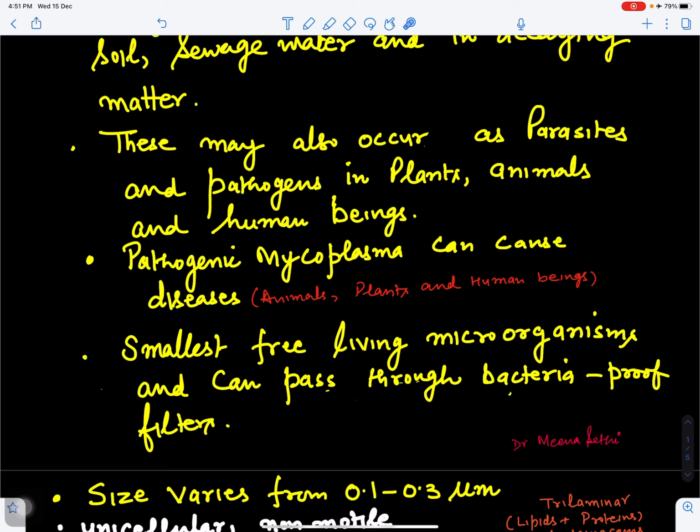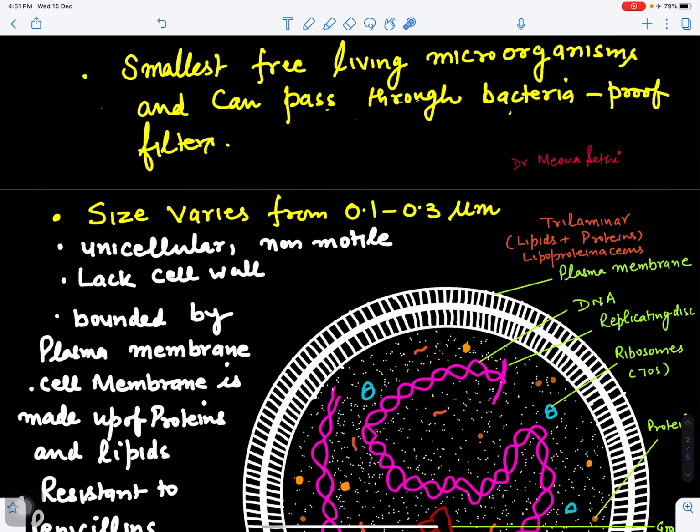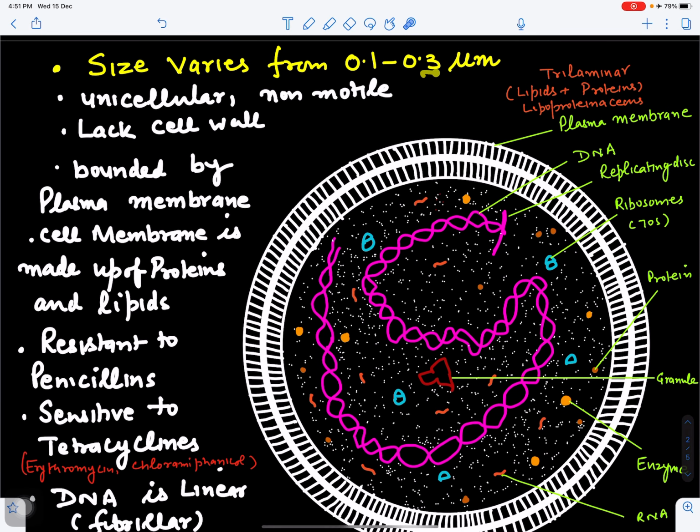If we see the structure, they are very small in size. We can only see them under the microscope. They are freely living microorganisms, and they are so small that a filter paper which can retain bacteria cannot retain mycoplasma. So they can pass through bacteria-proof filters. The size is 0.1 to 0.3 micron, very small. They are made up of a single cell, unicellular. They are non-motile, and they don't have a cell wall. They are only bounded by a plasma membrane.